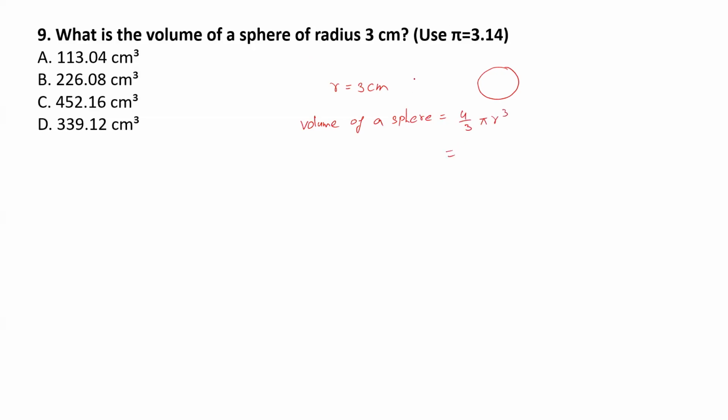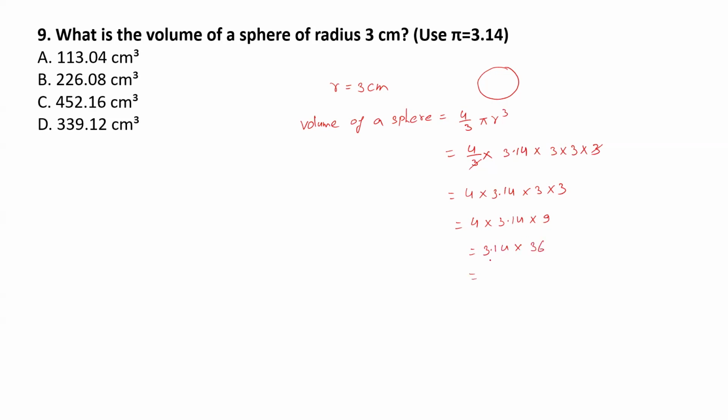R is given, right? And even pi is given in the question. So 4 by 3 into pi, which is 3.14, into r cube. That is 3 into 3 into 3. Cube means 3 times you have to multiply. So 3 will get cancelled with 3. You will be left with 4 into 3.14 into 3 into 3. 3 into 3 is 9. 9 into 4 is 36.